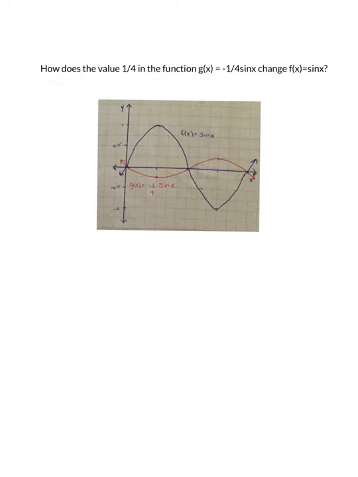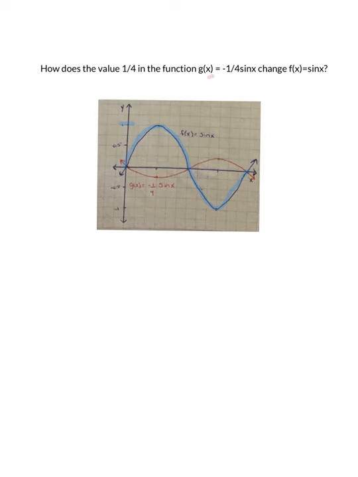Our next example says, how does the value 1/4 in the function g of x equals -1/4 sine x change our sine x? So again, we have our original graph in blue. I've kind of expanded this graph so it looks like it's taller, but really if you look, it's still just hitting 1, back to 0, down to -1, and back to 0.